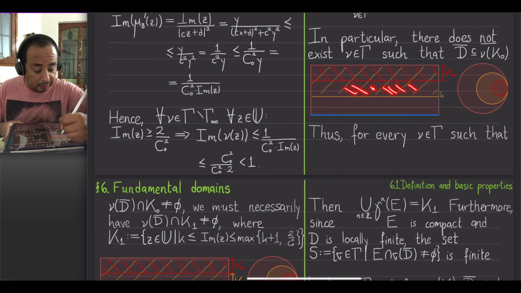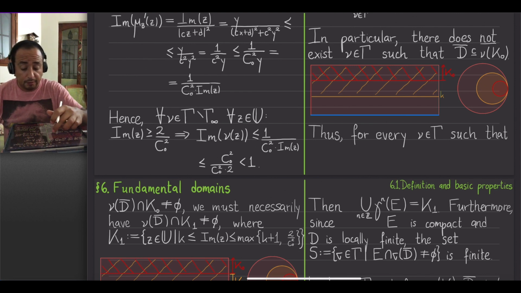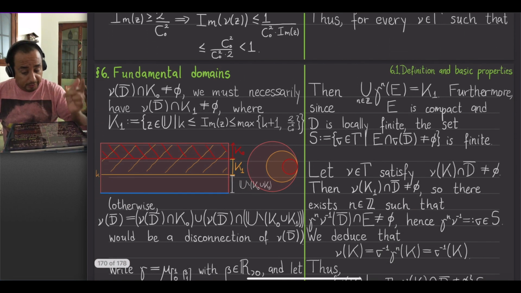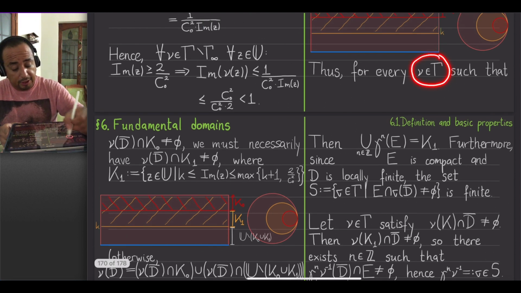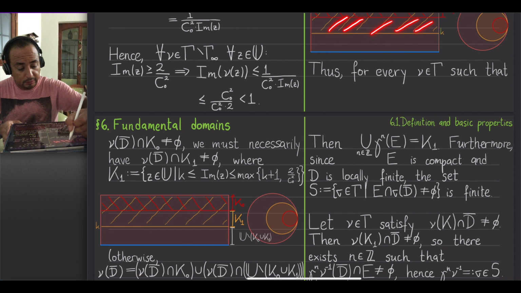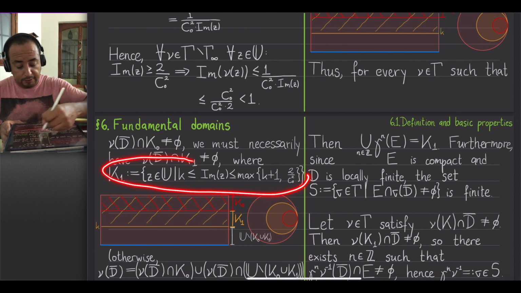Why? Because otherwise nu of D bar would be contained in this part here, but there must be some part here, and it would be disconnected. But D was connected, so D bar is connected, right? So we see that for such an element with this property, this has to meet also this part, by connectedness. And here is the description of that part.